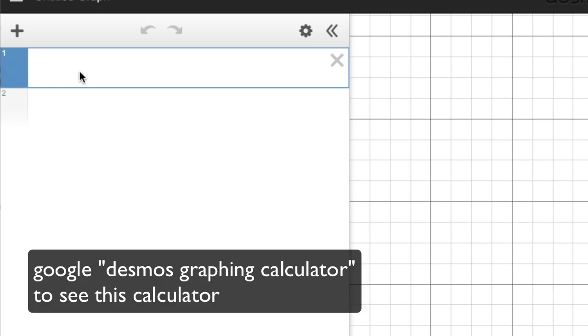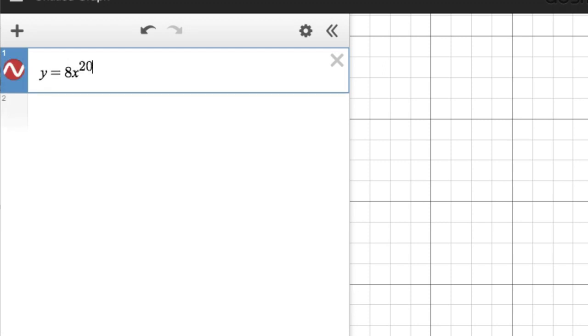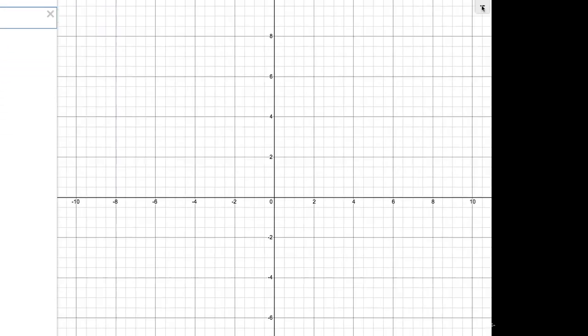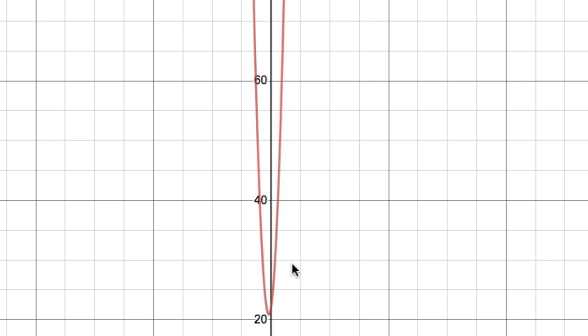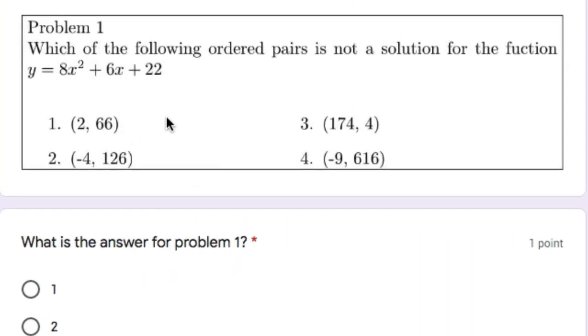So if we go over here to our Desmos calculator and type in the equation of y equals 8x squared plus 6x plus 22, remember to hit Shift 6 in order to put in the exponent. And it looks like we might have to zoom out a little bit to find our, there it is. So we had to zoom out just a little bit to see our function. We could see that it's a parabola going up and down. However, they give us a bunch of answers. We just have to figure out which one's incorrect.